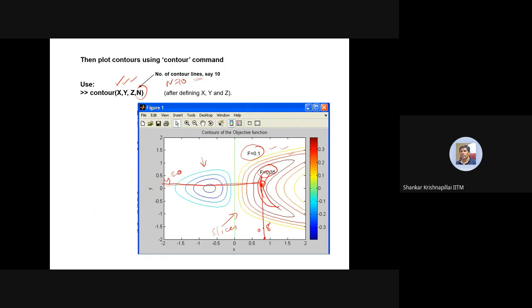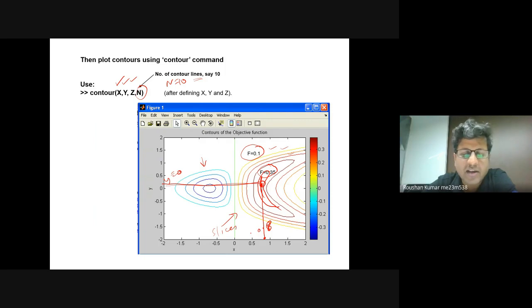Sir, if the range is extended to a sufficient size, then it will become a point probably, sir, right? For the maxima.